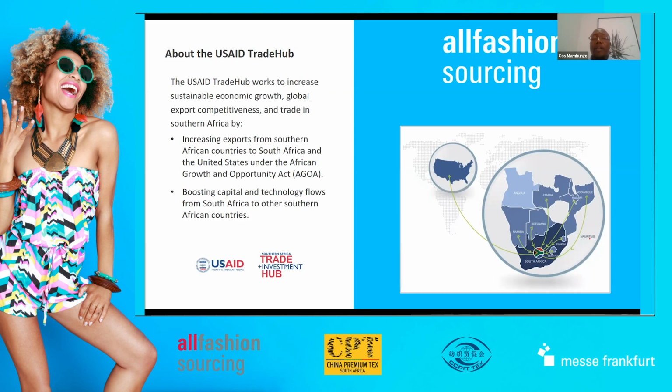Today's webinar is primarily focusing on the third objective, to promote exports of textiles and apparel to the US under AGOA. Why are we focusing on textiles and apparel? The textiles and apparel sector is a key sector under AGOA. When you look at the sub-Saharan Africa countries that are AGOA eligible, you find that several of these countries have got textiles and apparel as a sector.